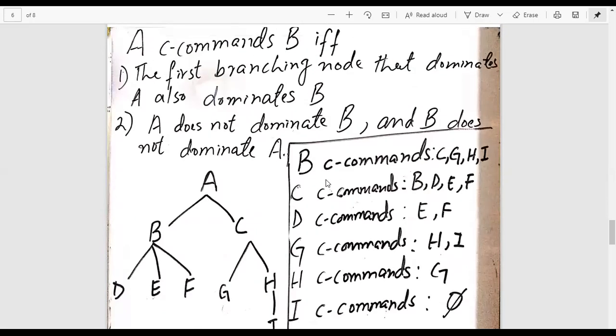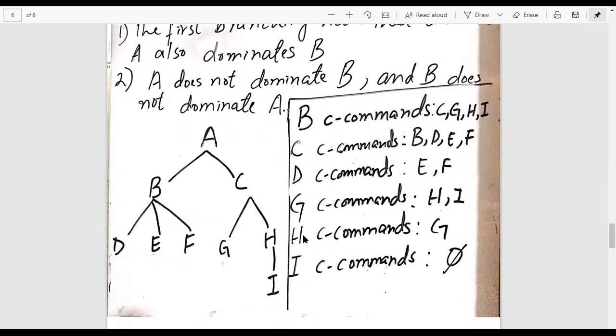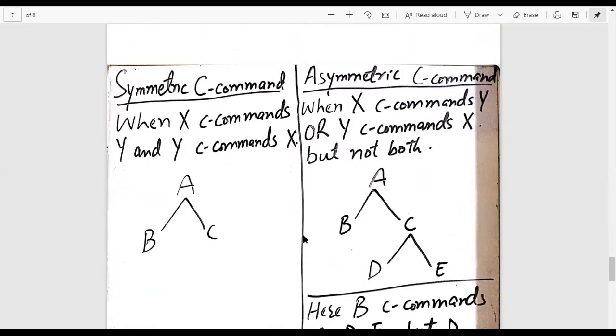So this is the formula. These are the conditions for A c-commands B, or you can say X c-commands Y, or B c-commands D, etc. I hope you have understood it well. Let us move our attention towards symmetric c-command or asymmetric c-command.